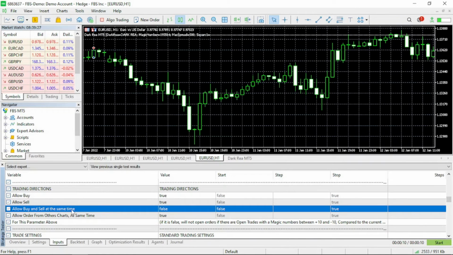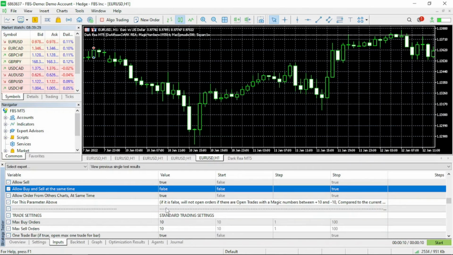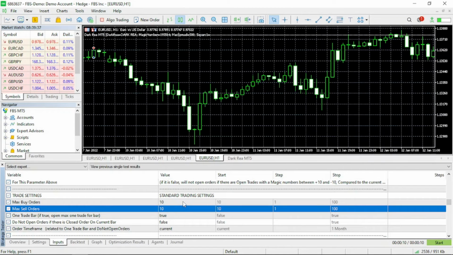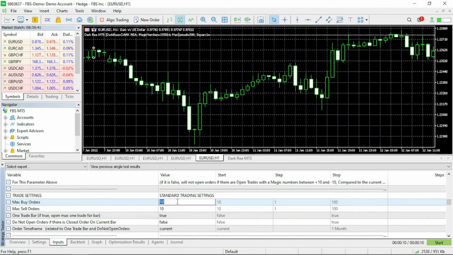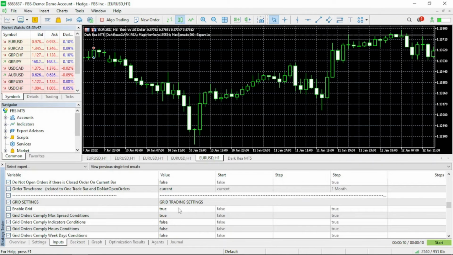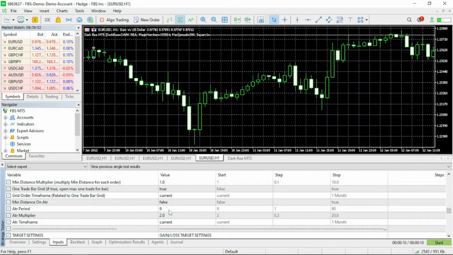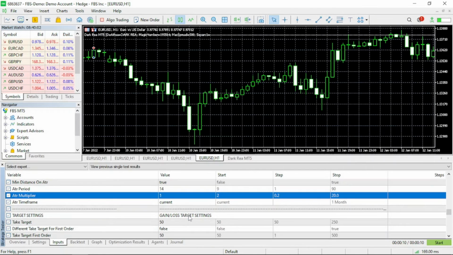Next, allow buy and sell at the same time, I'm going to leave at false. However, I am going to change the maximum amount of trades that are allowed to be open for a buy or a sell grid. This is to help the Expert Advisor if there is large moves against it so that it can have more trades on the grid. Next, I'm going to increase the minimum grid size to 100, and I'm going to change the ATR period to 14 and the ATR multiplier to 1.